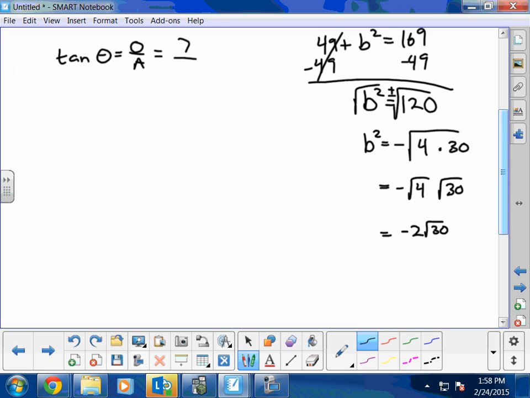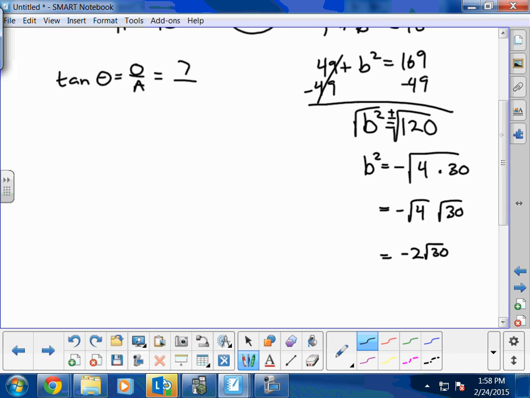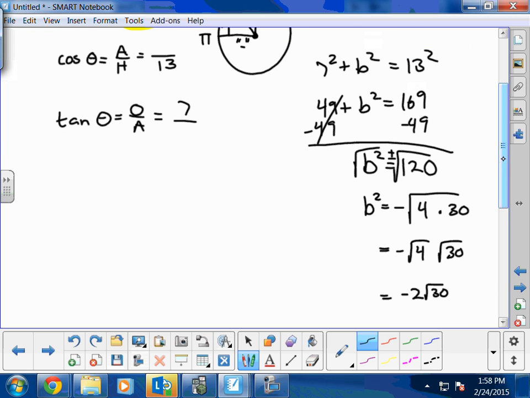The reason that's important is that this is a more reduced form of the radical. Now, remember this is my adjacent side. I still need to apply that over here, so this is negative 2 square root of 30. Now you need to ask yourself, can the square root of 30 be simplified even more? Well, you start looking at the factors. 30 has just 5 and 6, 2 and 15, and 3 and 10. None of those can be square rooted anymore.